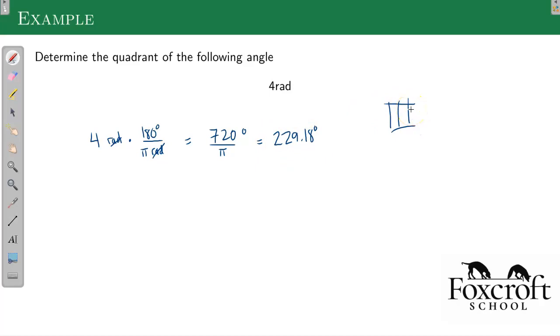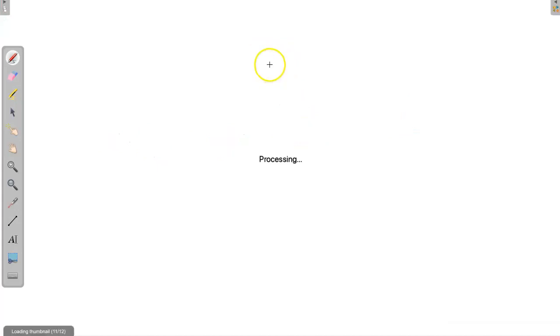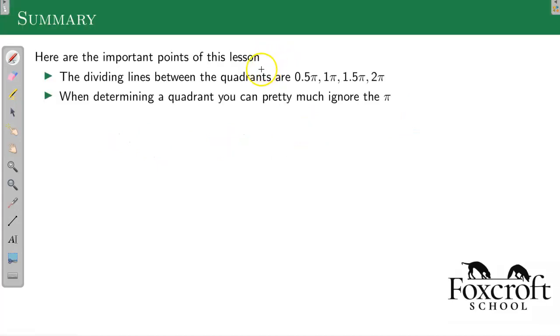And when there's no pi to ignore in the radian measure, you pretty much just have to convert it to degrees and then do it that way. All right, quick summary. The dividing lines between the quadrants are half a pi, 1 pi, 1.5 pi, and 2 pi. When determining the quadrant, when there's a pi there, you just ignore the pi and look at the fraction part and figure out how it compares to these. If the pi is not there, then you have to do what we did in that last example and just convert it to degrees.